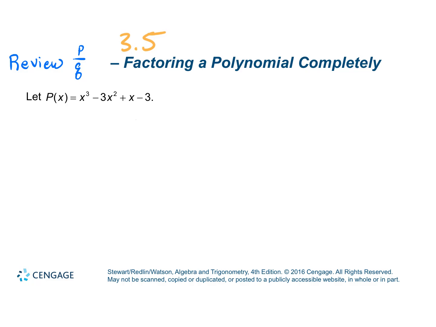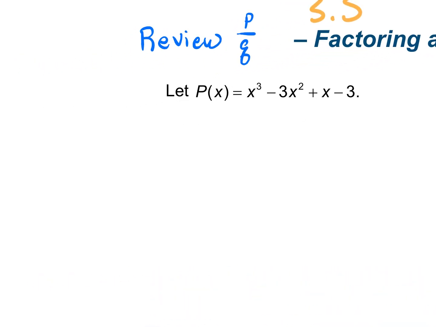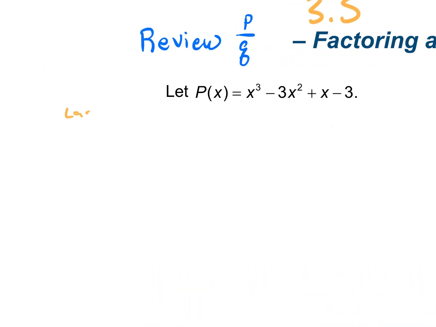All right, so 3.5, we are going to start by reviewing 3.4. So this is a review of what we did in 3.4. It is our last over first. This one we could actually factor by grouping, but we're going to practice doing our last over first. So what are factors of our last term here?